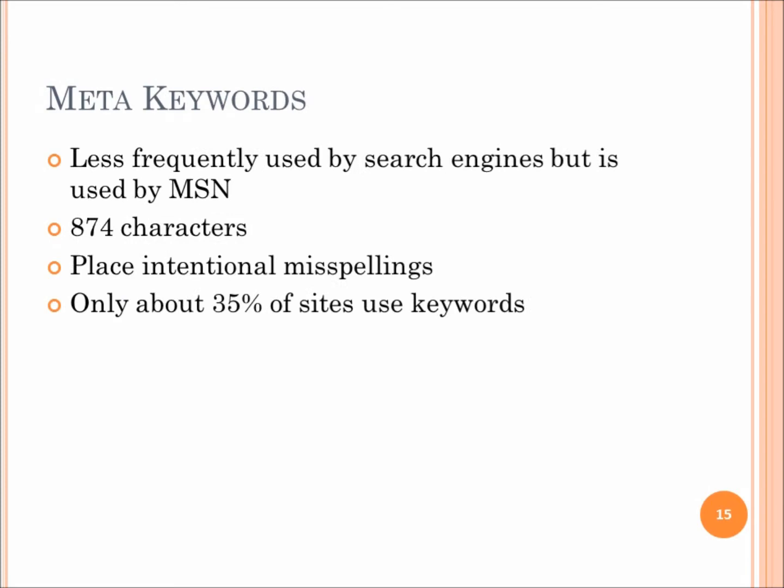The last meta tag is meta keywords. There's a lot of dispute about whether or not these things really help you. Apparently, Google does not use meta keywords any longer, but Bing, for instance, still does. There is no disadvantage to using meta keywords. And because you get so many characters, 874 characters here, keep in mind the characters include spaces, what the heck, why not do it? It's not critically important, but there's no disadvantage.